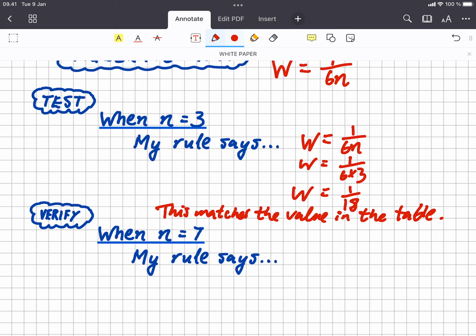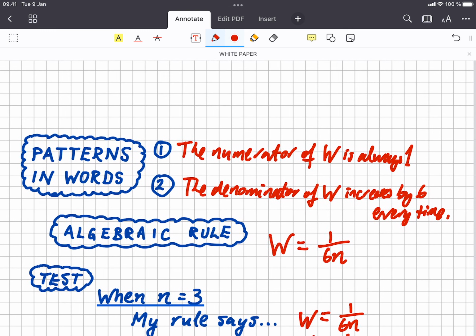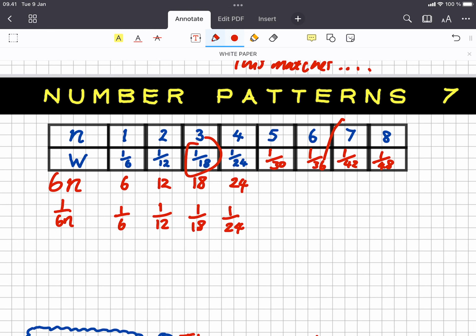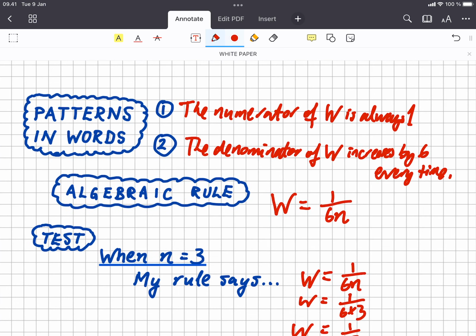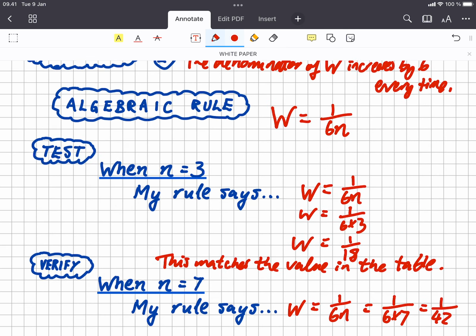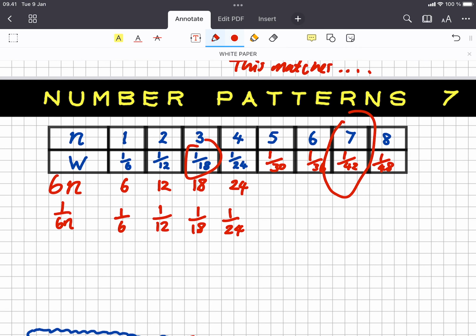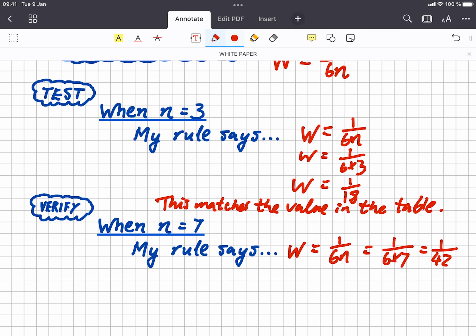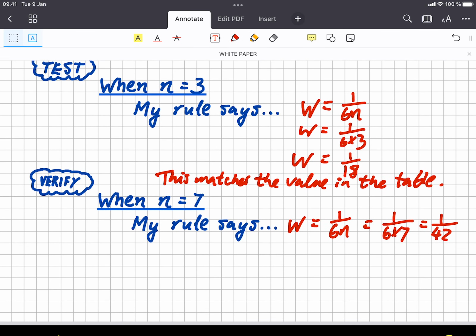And then verifying it is just doing the same thing but a little bit further up the table for one of the values where you had to make a prediction. When n equals 7, my rule says W equals 1 over 6n, which is 1 over 6 times 7, which is 1 over 42. I wouldn't normally do it all on a straight line like that, but I'm running out of space a little bit. And 1 over 42 matches our value in the table, so we can once again make that comment.